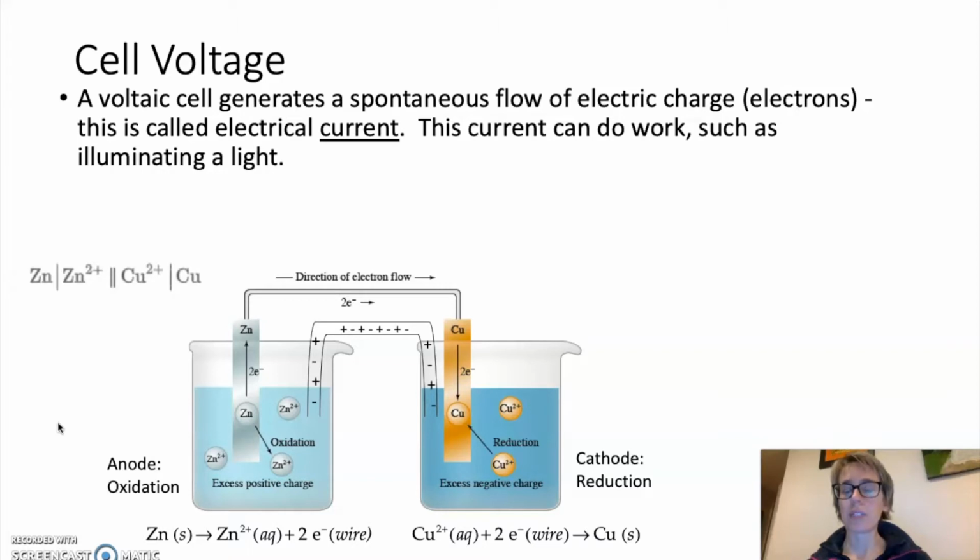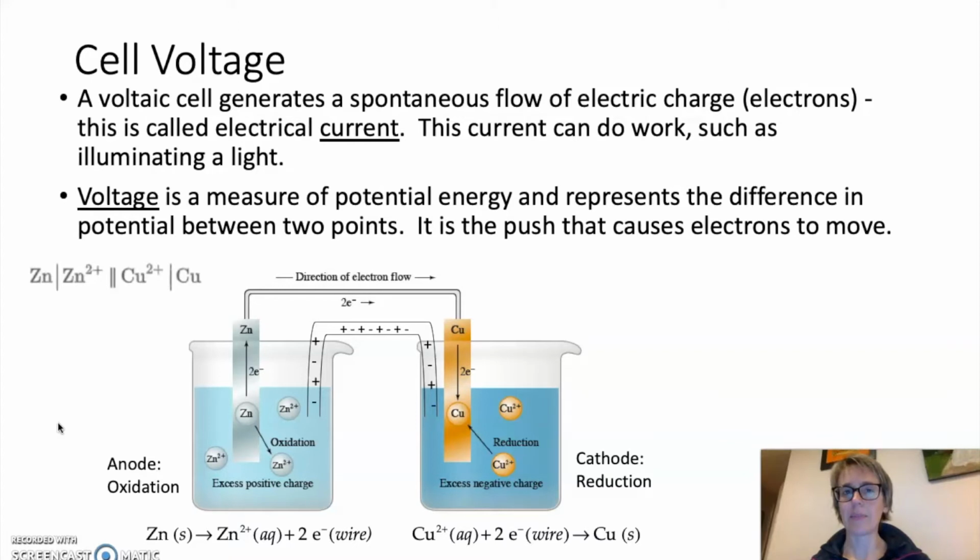A few terms I want to introduce right now, and also a general overview of what's happening. This cell is creating a spontaneous flow of electrons, and we can call this the electrical current. This is what can really do the work, such as turning on a light. I'm going to focus more today on voltage, a measure of the differences in potential energy between the cathode and the anode, and it's really what causes electrons to move.